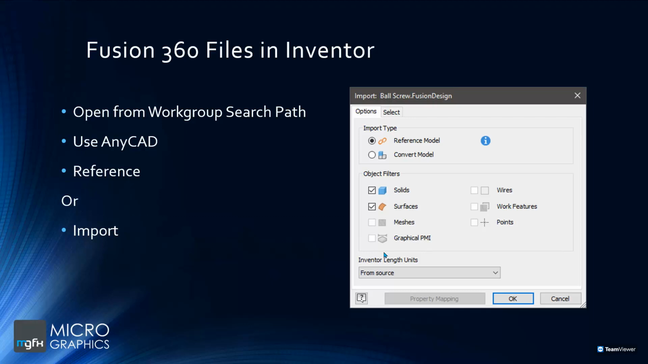It breaks any link between the Fusion 360 file and Inventor, so you would be breaking the updates of any of those designs. Converting would just do a straight translation of the file. So we have that reference or convert model, which is an import option.